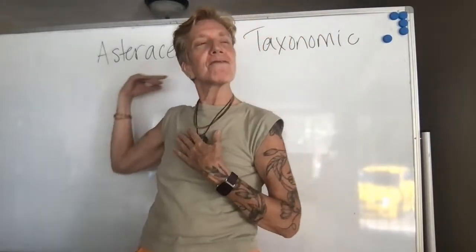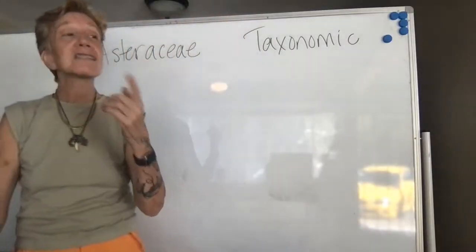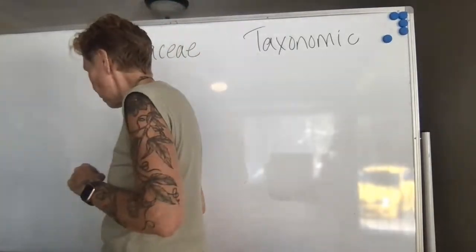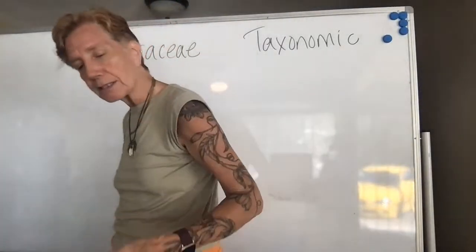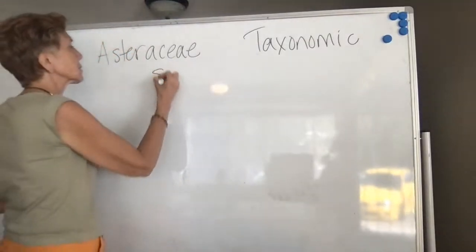Well, we don't have those familial characteristics in Asteraceae. There are some things that tend to be there, though, particularly in the flowers. So one of the things that the Asteraceae family tends to have is what are called sesquiterpenes.